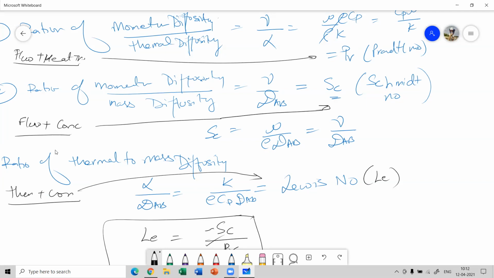So obviously, when thermal and mass transfer are occurring, at the same time momentum will also be occurring. So Lewis number is basically the combination of all three: that is mass, momentum, and your heat.